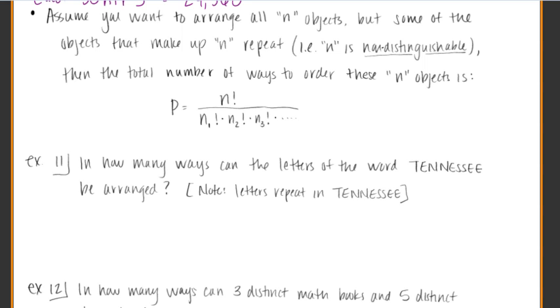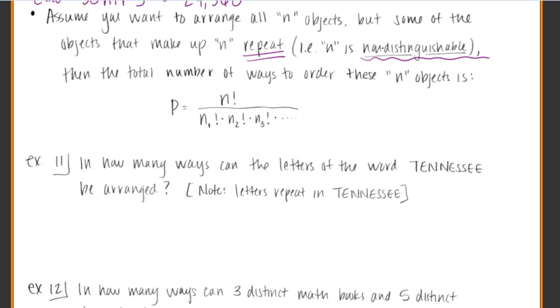All right, the next part. This example right here is the one I was talking about. If you want to take the word exam and rearrange the letters in exam, you have to pay close attention: is anything in there repeating or not? Let me read this out to you. Assume you want to arrange all n objects, like the word exam, where I'm going to rearrange the E, the X, the A, the M, everything in there. But some of the objects that make up n repeat. So not necessarily everything in there is distinguishable. That's why we have the non-distinguishable. We have some repetition going on in here.